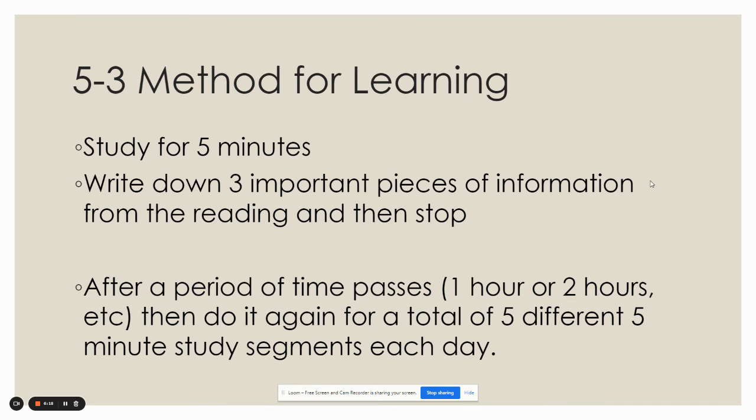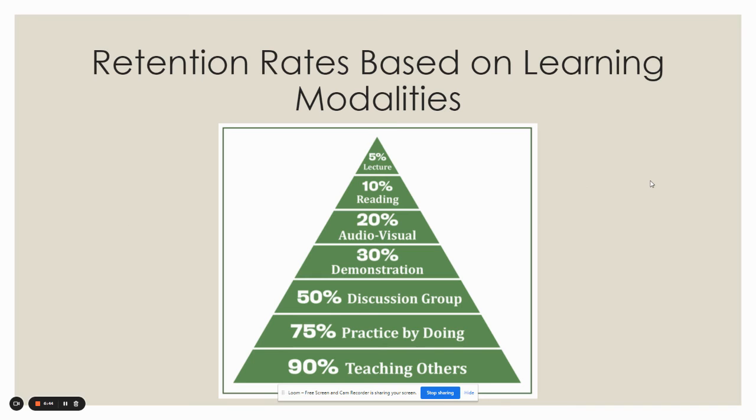There's also something called the 5-3 method for learning. This is when you engage in some study splits. You study for 5 minutes, write down 3 important pieces of information, then let an hour pass, let 2 hours pass, let 15 minutes pass, and then you do it again. Study for 5 minutes, write down 3 important pieces of information. So it's just a way to break up your studying so you don't feel like you're having to go over too much all at once.